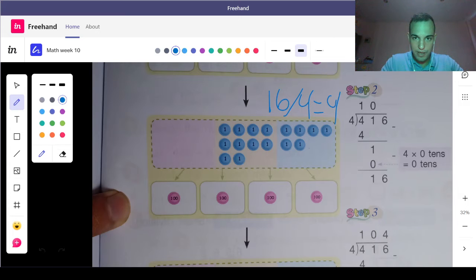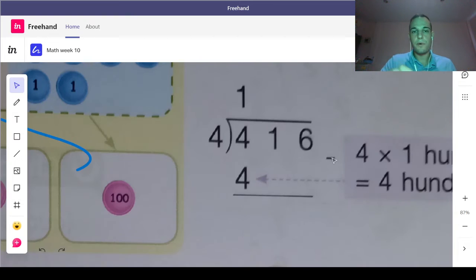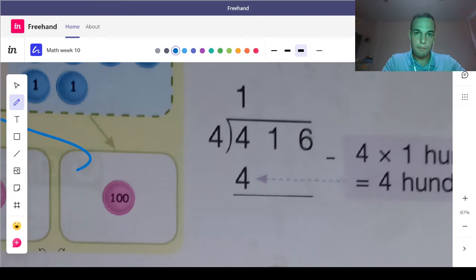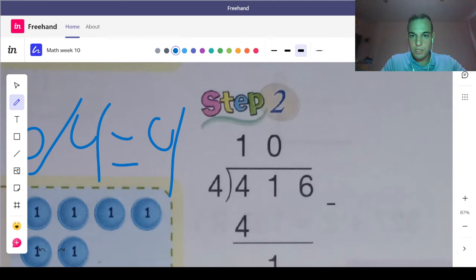Okay, so we'll have 4, 4, 4, and 4. So the answer looks like it's going to be 104, right, in each group? Well, let's take a look at the long division method. Step 1, 4 goes into 4 one time. Yes, good. Then we bring down the 16. Okay, so does 4 go into 16? No. I mean, does 4 go into 1? No, so we got to put a 0 here.